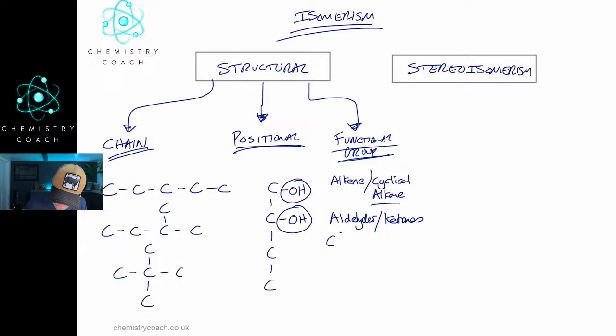Another one, carboxylic acids and esters. Okay, again, same molecular formula, different functional groups. So they both contain 2 oxygens. So you've got your carboxylic acid like so, but equally in an ester group, you have this ester group in the middle of 2 carbon chains like so. So carboxylic acids and esters are another set of functional group isomers. Now, they are the main ones.